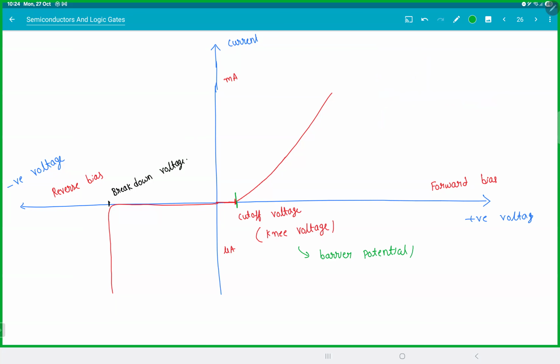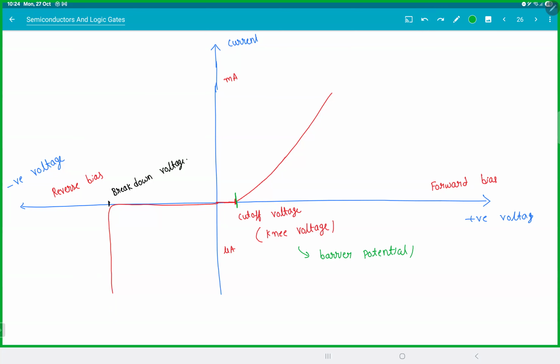So once you cross the barrier potential, current will keep increasing. Fair enough. More voltage, more current. But in reverse voltage, something happens. Initially, there is no current, zero. I'm marking in green here. Nothing happens. After a certain voltage, suddenly there's a huge surge of current. Current just rapidly increases. So why does this happen?